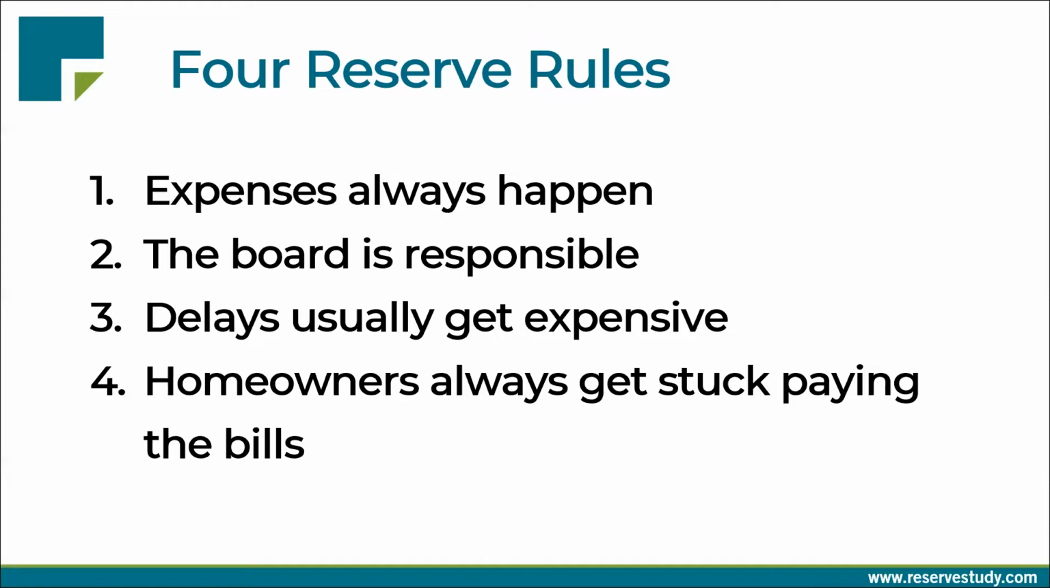Number 3, delays usually get expensive. With scope creep, you can just see it so simply: once you let a roof fail, then all of a sudden, instead of just a roof replacement cost, you have water-related damage and lots of other things going on. And number 4, homeowners are the ones who always get stuck paying the bills. They are the ones who provide the income. So it's up to the board to know the expenses, do the right expenses, and not let them get out of hand.